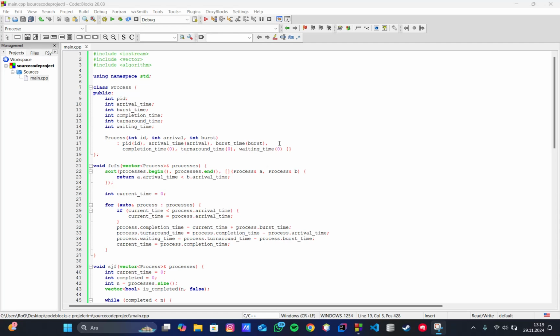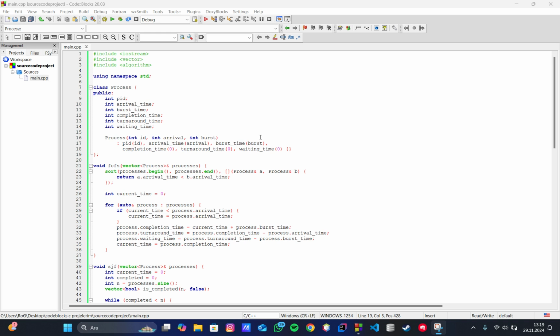My name is Emir. Now I'm going to explain my project. In that project, I used the algorithms of first come first served and shortest job first to calculate the process management. Also, I'm going to calculate the completion times of both algorithms and create a Gantt chart. So let's talk about the structure of the project.